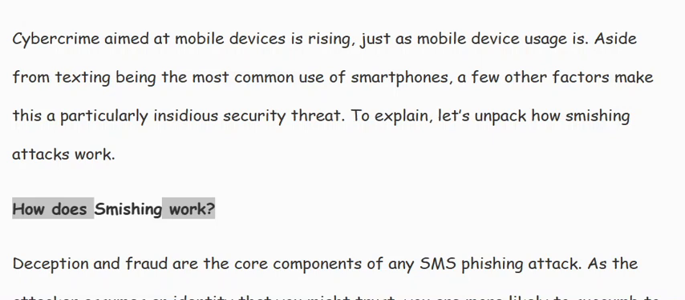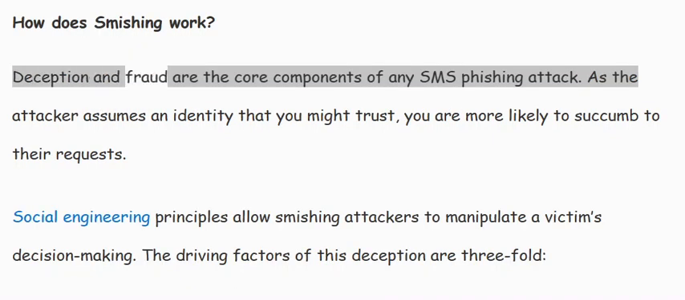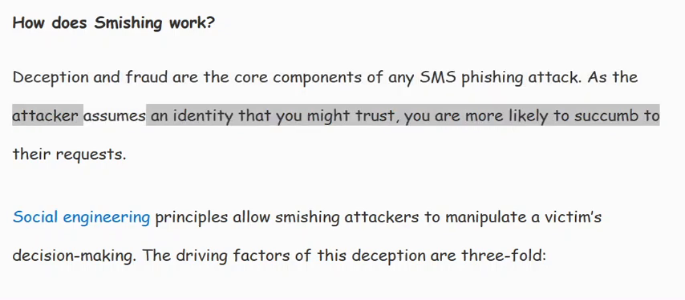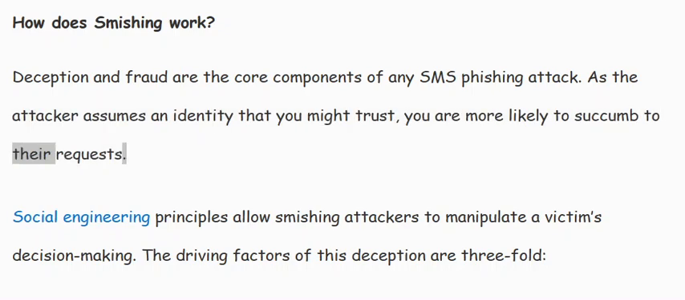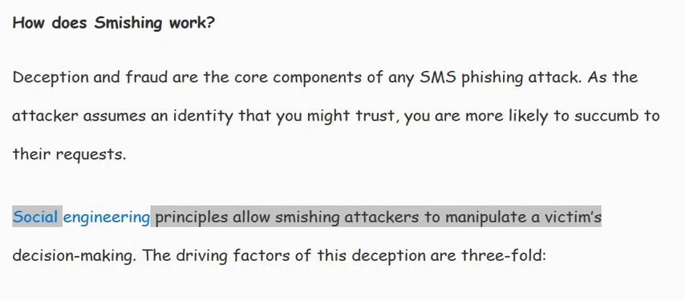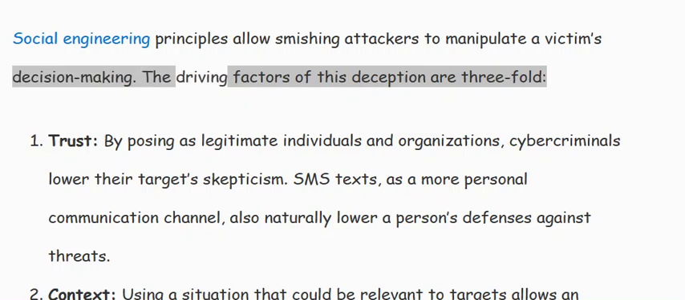How does smishing work? Deception and fraud are the core components of any SMS phishing attack. As the attacker assumes an identity that you might trust, you are more likely to succumb to their requests. Social engineering principles allow smishing attackers to manipulate a victim's decision-making. The driving factors of this deception are threefold.